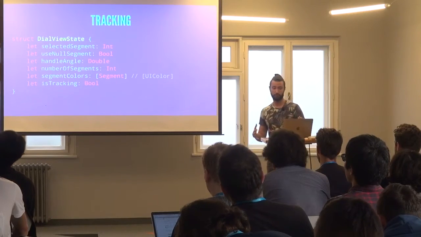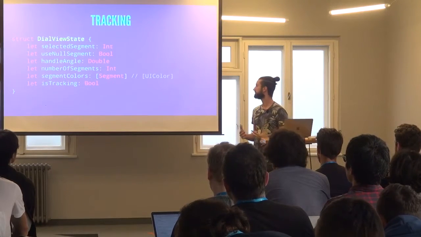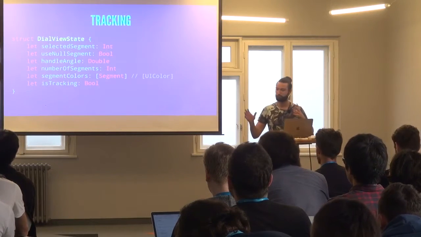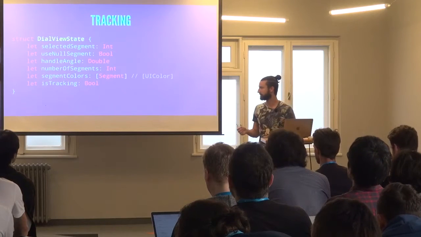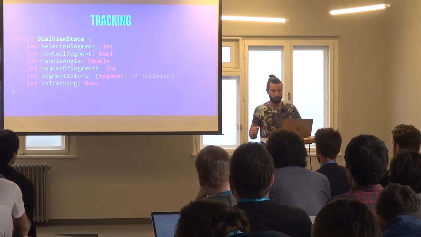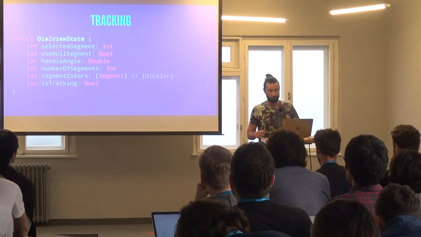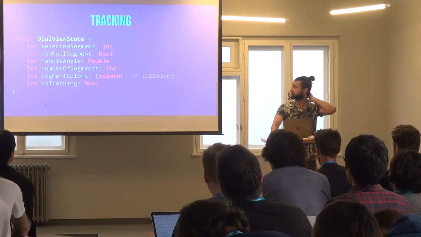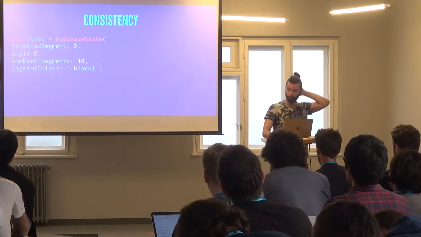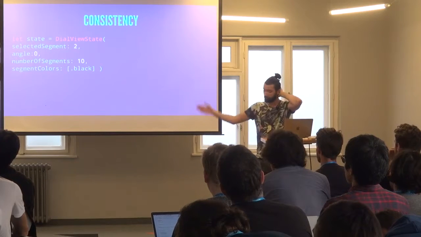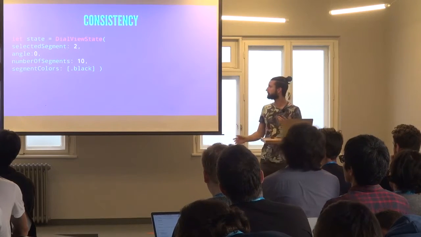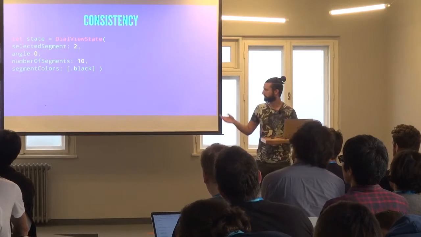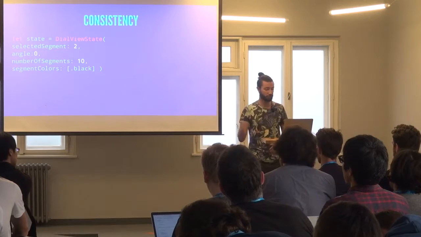So we'll take a step back. What have we got so far to represent this control? This is an immutable data structure, points. But one thing at the moment we're lacking is consistency. So let's take an example: we'll create a dial view state which has a selected segment of 2, an angle of 0, a number of segments 10, and I've put 1 segment color.